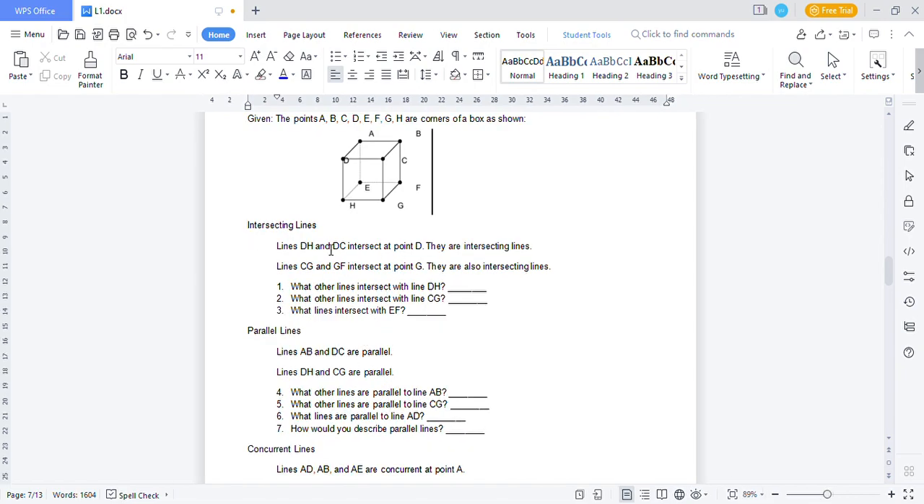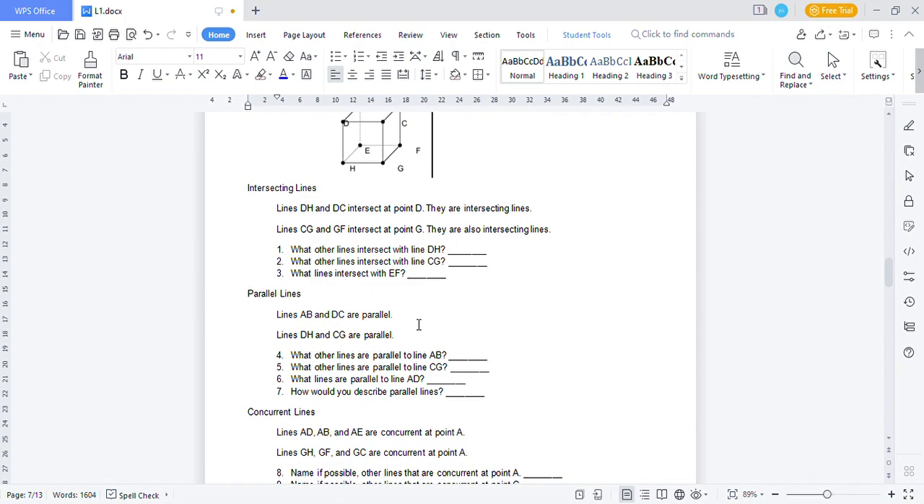Okay. So we have line AD. We also have line AB and line AE here. So they are concurrent at point A. They are not just intersecting lines, but they still meet. But we talk about three lines now and they are concurrent at point A.